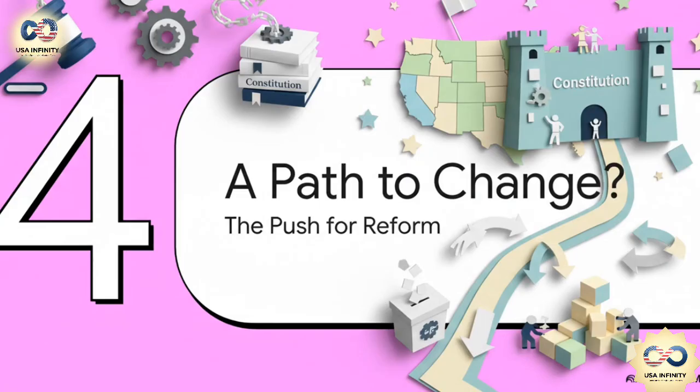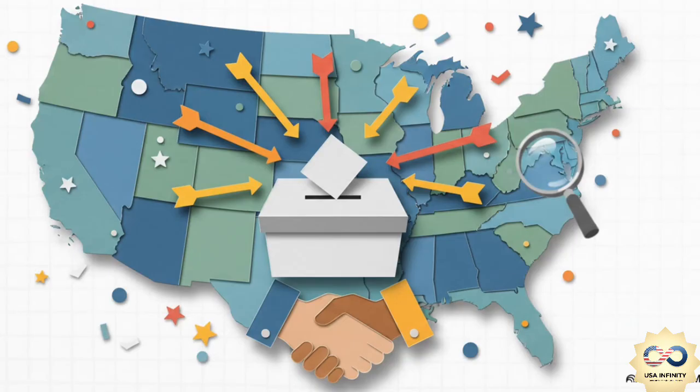But amending the Constitution, it's nearly impossible. So opponents of the Electoral College came up with a pretty clever workaround that doesn't require a constitutional amendment at all. It's called the National Popular Vote Interstate Compact. Think of it like a pact or a club that states can join. By joining, a state agrees to give all of its electoral votes to whichever candidate wins the most individual votes across the entire country, regardless of how their own state voted.